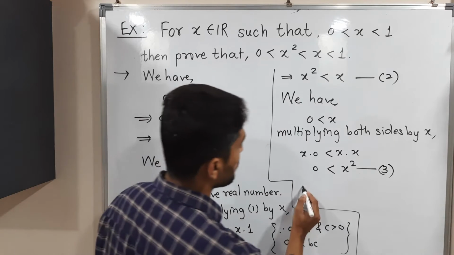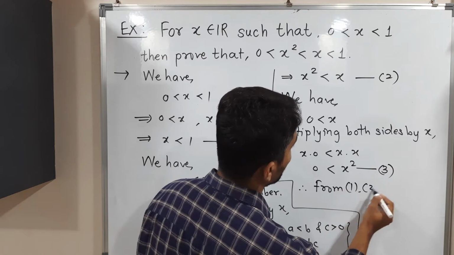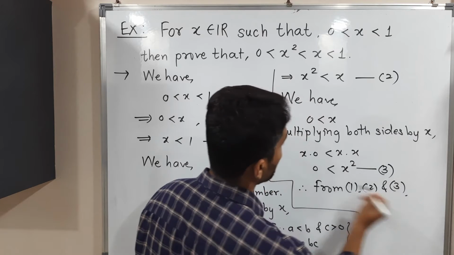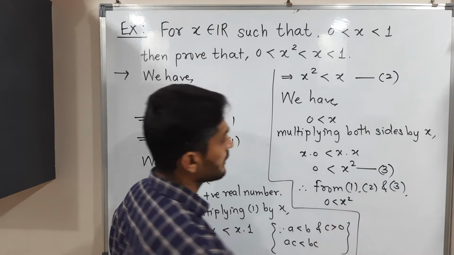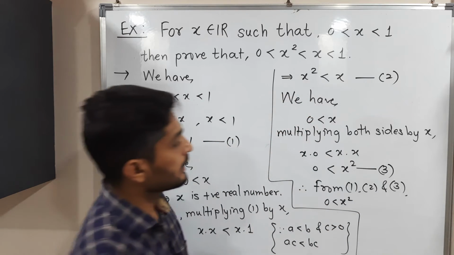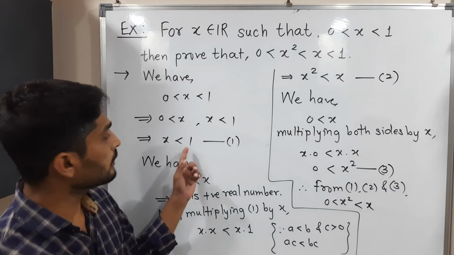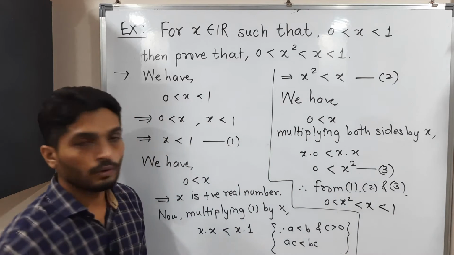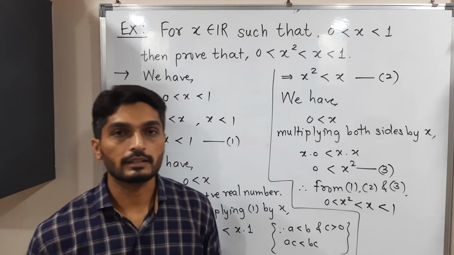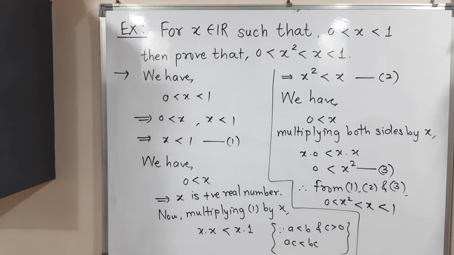Therefore, from 1, 2 and 3, what will I have? In 3 we are getting 0 < x². In 2 we are getting x² < x. And in 1 we are getting x < 1. So if we combine all these, we have the required thing. In this way we have proved it. You can take a screenshot of it, and after that we will go for the next example.